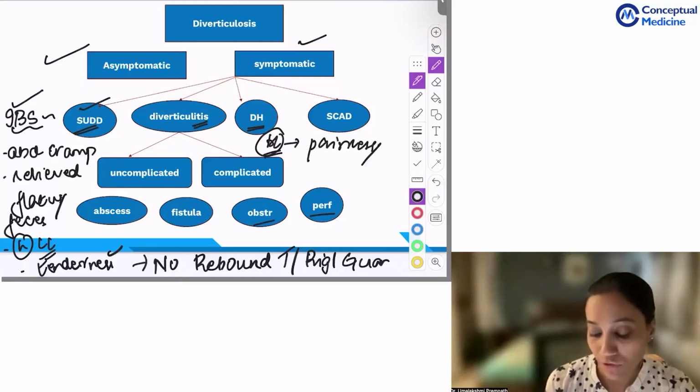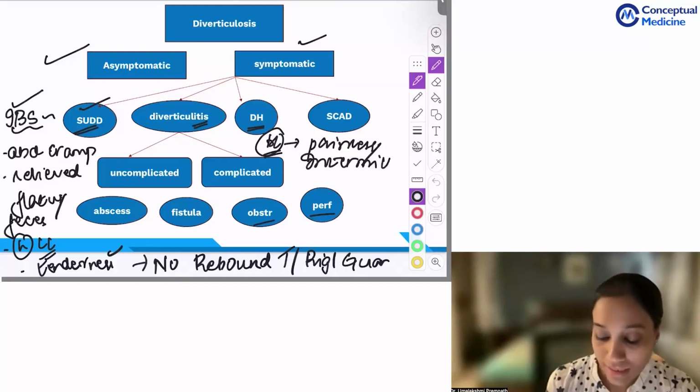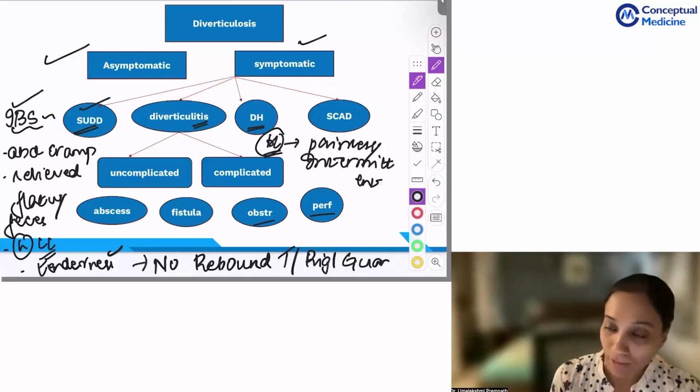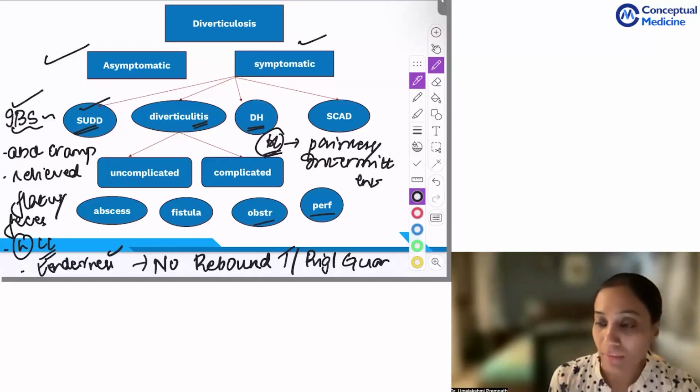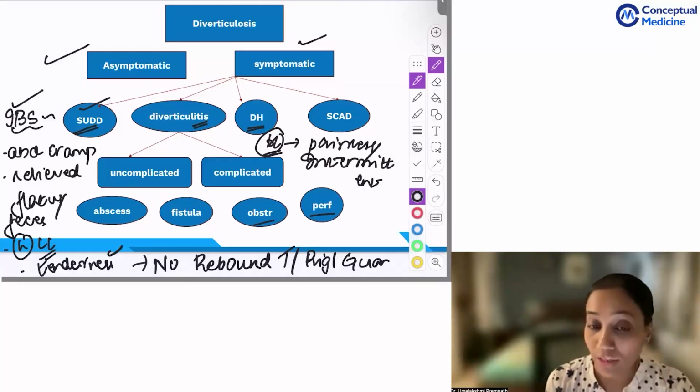This is something which we have to know. Painless, it may be an intermittent bleed. It's usually self-resolving. Even if you don't do anything, it will automatically stop on its own. It will be a painless bleed, intermittently it will come. You'll never have a patient who's having a diverticular bleed coming with anemia for evaluation or FOBT positive.